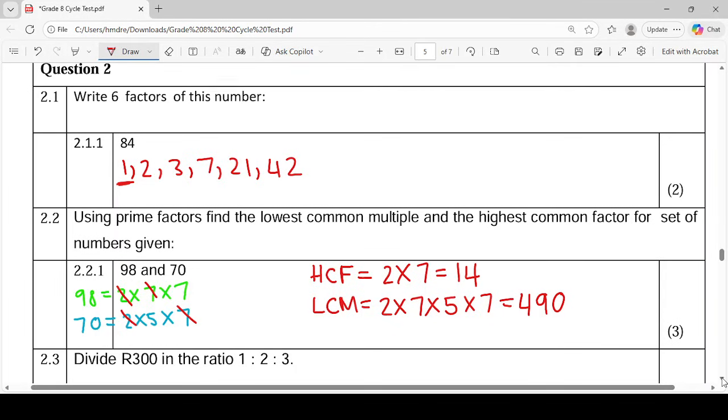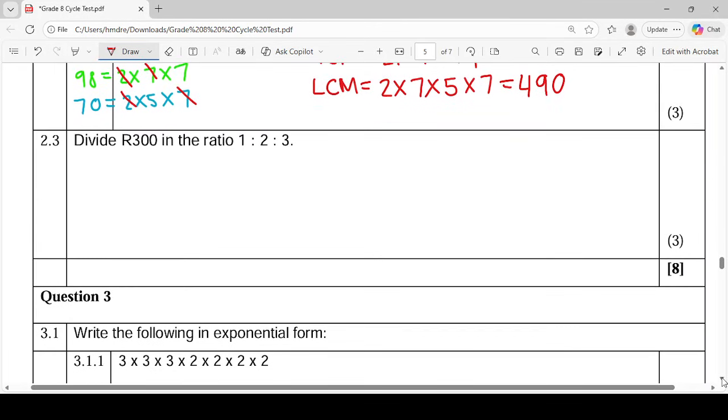Next up, 2.3, divide 300 Rand in this ratio, 1 to 2 to 3. So when we're working with the ratio, first of all, we add this up. So 1 plus 2 plus 3, that is 6. So that's what we're going to divide it by. So 300 Rand divided by 6 is 50. So this is equal to 1 part.